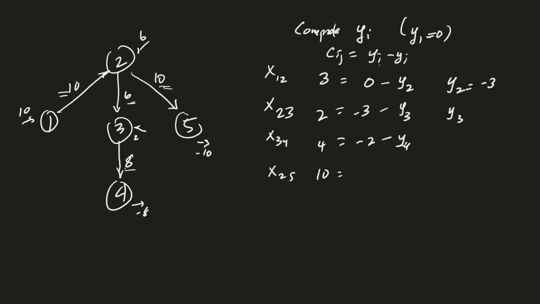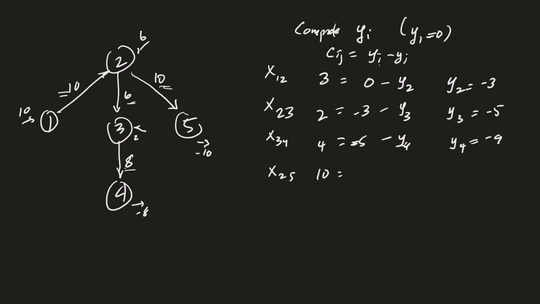Good. So now y3 is negative 5, I guess. Good. Now things are making a little more sense here. So this is going to be minus 5 minus y4. And so what would y4 have to be? y4, it looks like, is going to have to be minus 9, right?